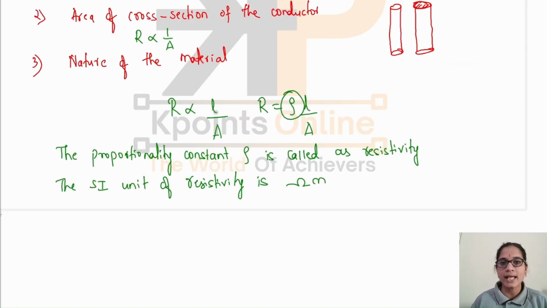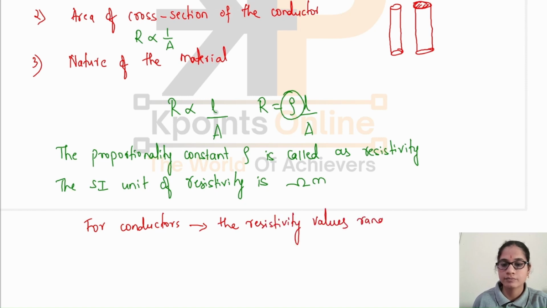For conductors, the value of resistivity is in the range of 10 raised to minus 8 ohm meter to 10 raised to minus 6 ohm meter. So, for conductors, resistivity values range between 10 raised to minus 8 ohm meter to 10 raised to minus 6 ohm meter, which shows they offer very low resistance to the flow of electric current.